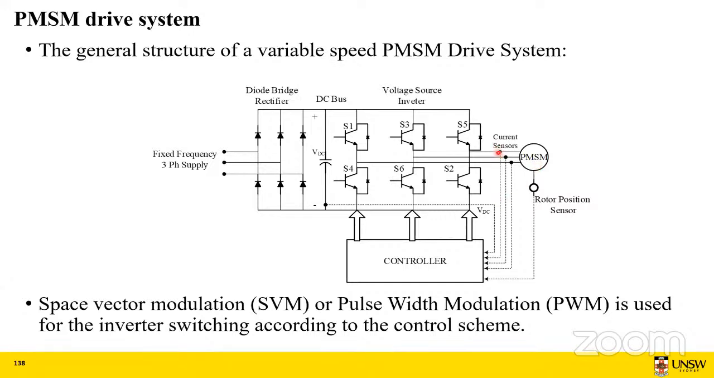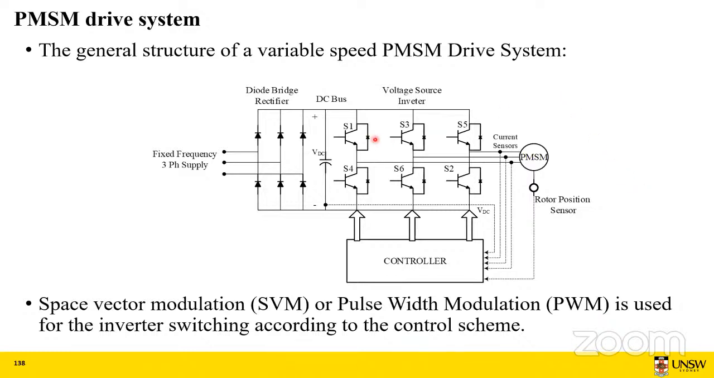Now, to what voltage and what frequency we want to get, that comes from the controller. The controller we'll discuss a little bit later, what's inside it. The output of the controller is actually a sine wave PWM, or it could be space vector PWM, which are pulses for these 6 switches. Okay, so that's the basic structure of a PMSM drive.